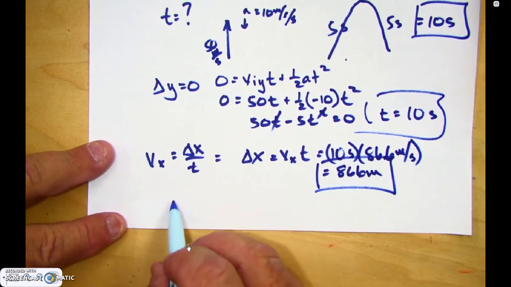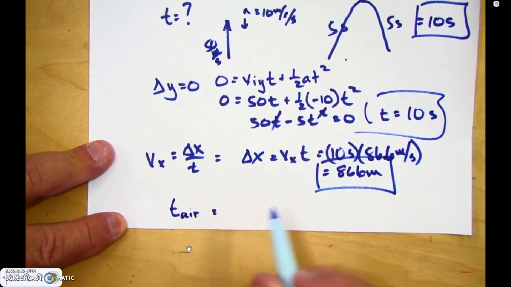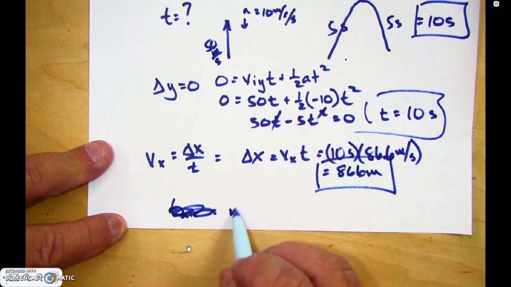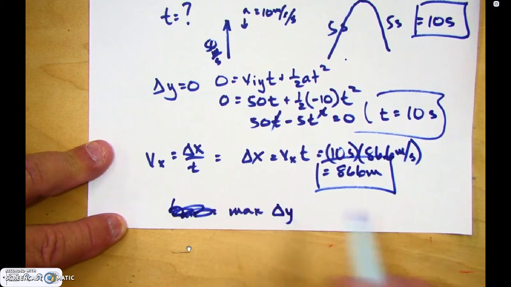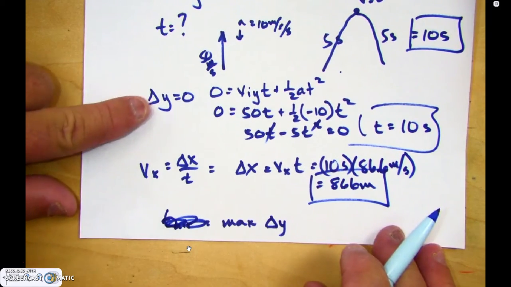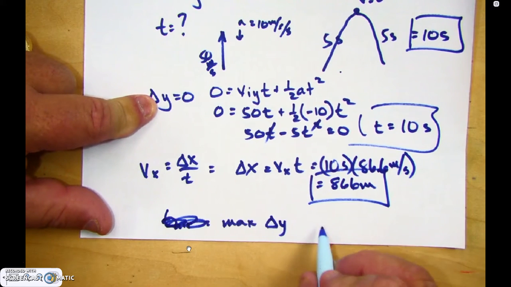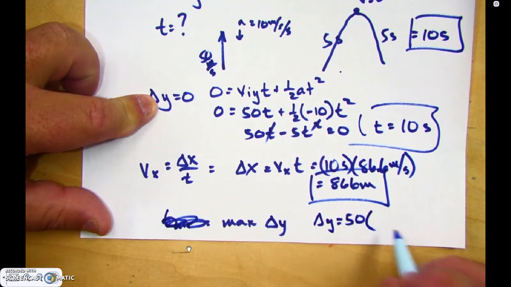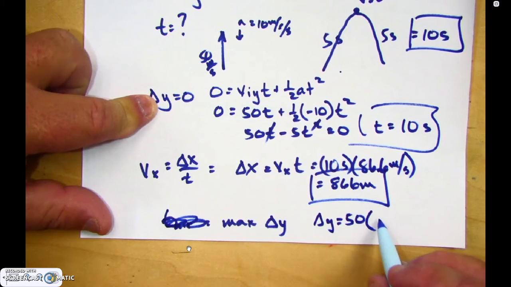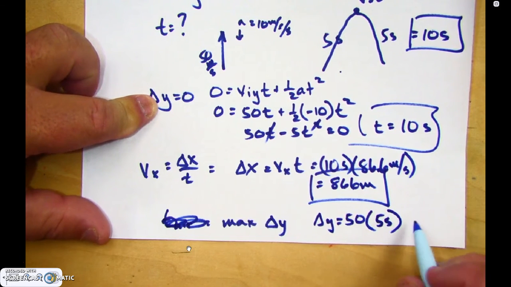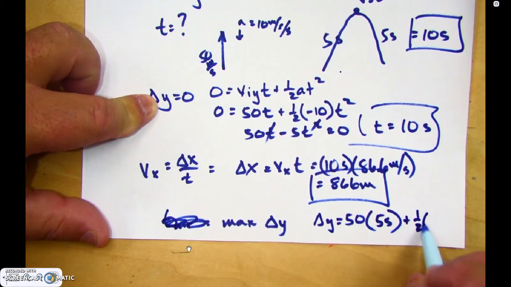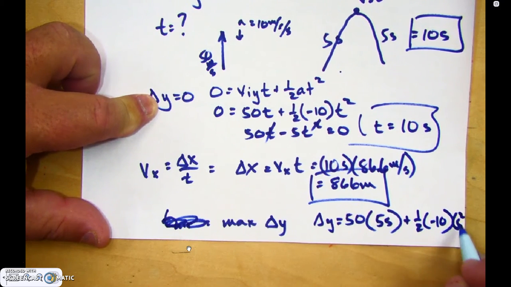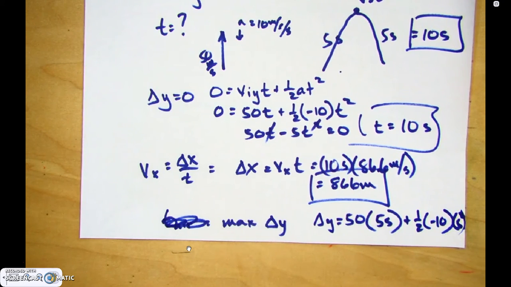Now, to calculate, excuse me, not time in the air, for max delta y, we're going to use this same equation, except now delta y is equal to 50 times, well, how much time is it going to take to reach the top? 5 seconds. You're only going to use half the time, plus 1/2 times negative 10 times 5 squared. And that's solvable for you. You can do it. Okay, we'll talk more about this in class.